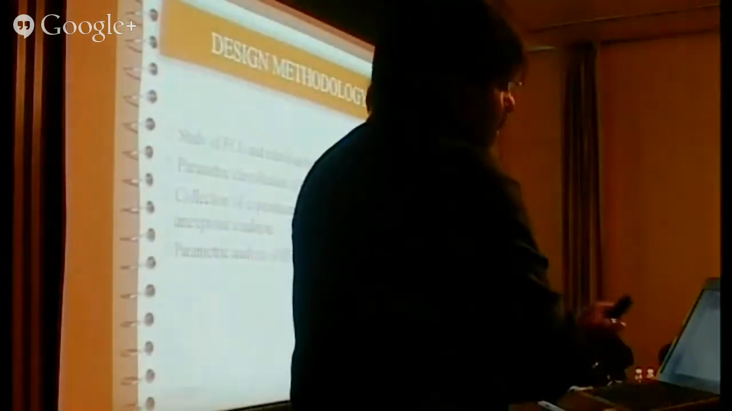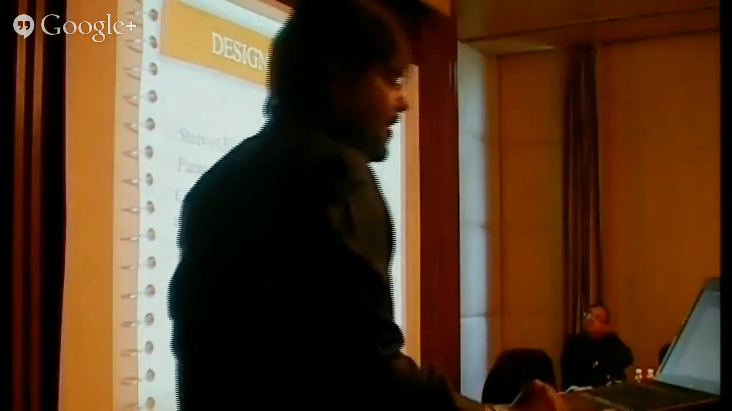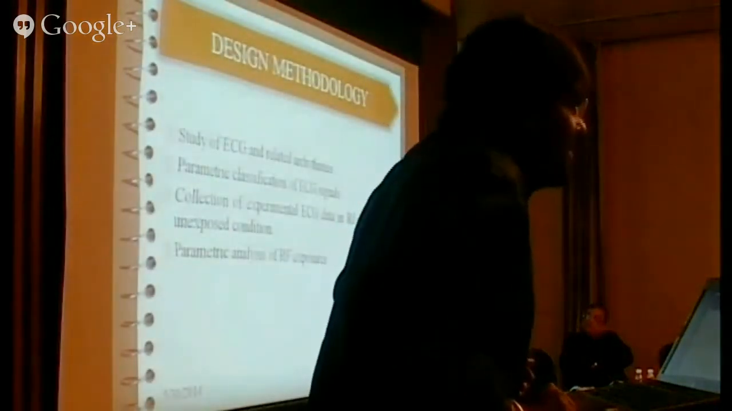Now this is the design methodology. First one is the study of ECG and the related arrhythmias, and the second one is the parametric classification of ECG signal.